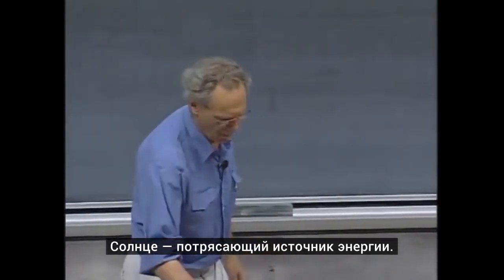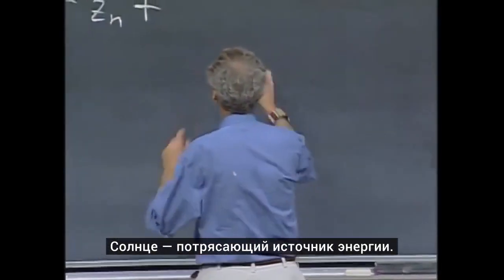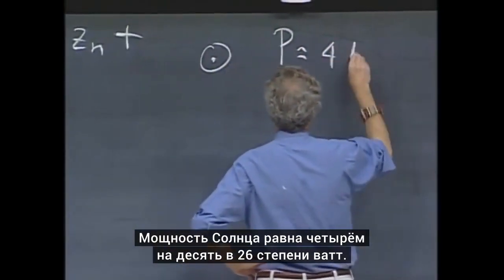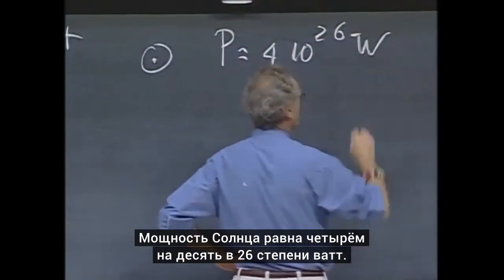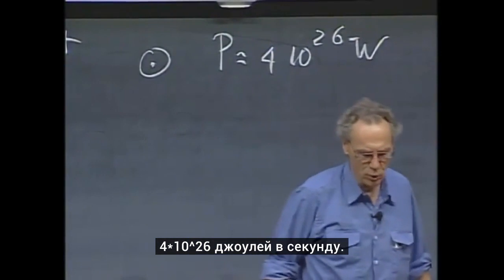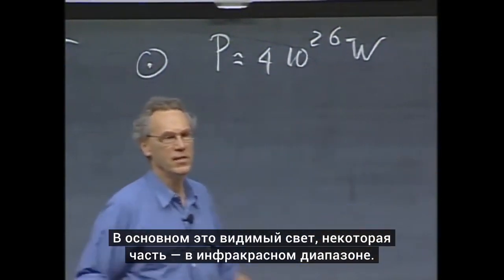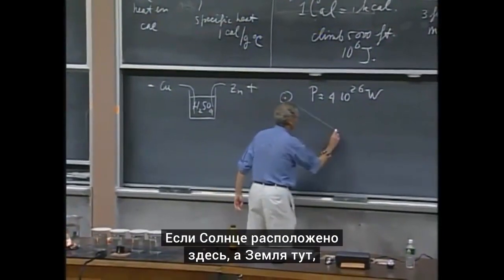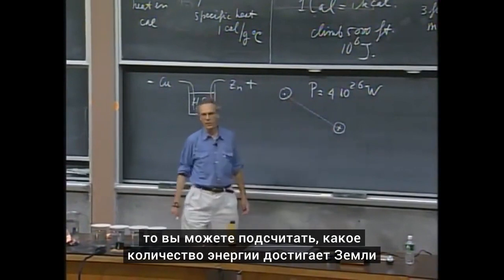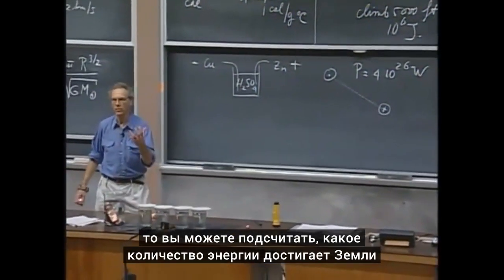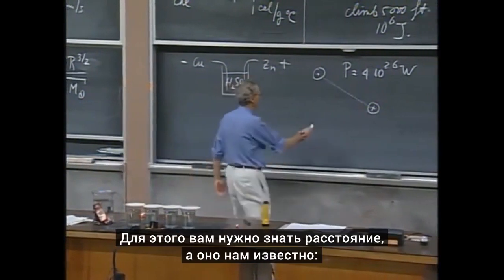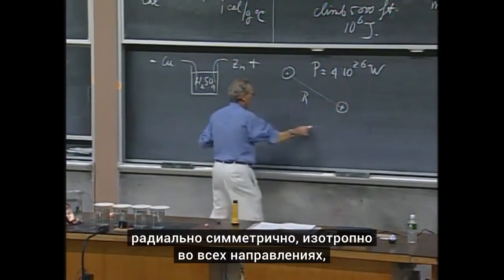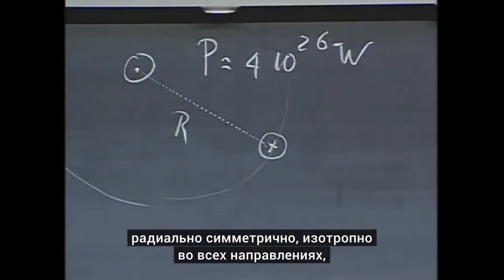The sun is a wonderful source of energy. The sun has a power of 4 times 10 to the 26 watts. 4 times 10 to the 26 joules per second, mostly in the visible light and some in the infrared. If the sun is here and the Earth is here, then you can calculate how much of that energy reaches the Earth at the distance of the Earth. So you have to know the distance, which we know that is 150 million kilometers. And so that energy goes out radially, symmetrically, isotropically in all directions, and so it's very easy.